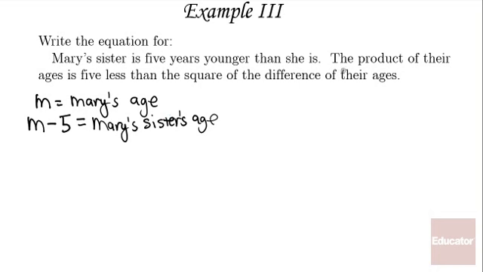Then I read the second sentence. The product of their ages is 5 less than the square of the difference of their ages? And I need to express that as an equation. I already have my variable set up, and now I see that the product of their ages is, so I found my equal sign. And I can go ahead and start translating the first half of the equation. The product of their ages. Product means multiply. And they want me to multiply Mary's age and Mary's sister's age.